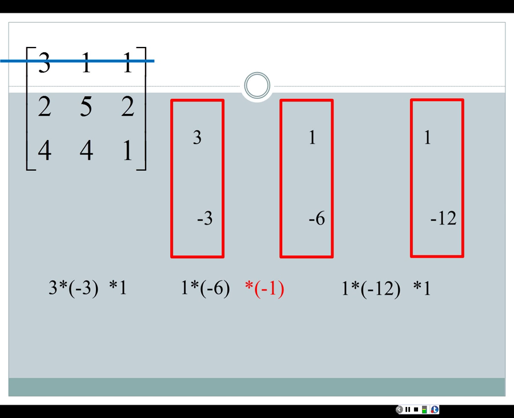So back to this example, we have a 3 by 3 matrix, and those are the three multiplications we found, and we add those up. Then this is the determinant of this 3 by 3 matrix, that's negative 15.